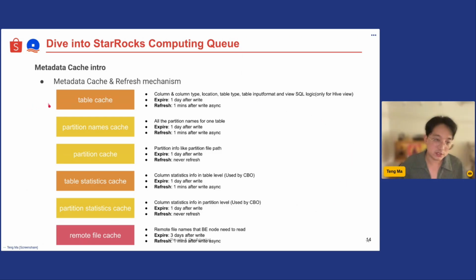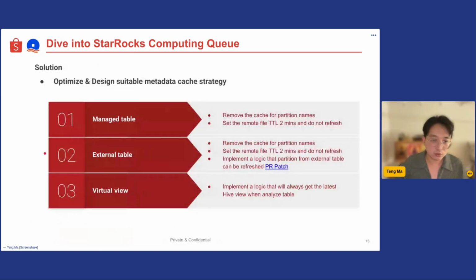So this is the StarRocks metadata cache introduction. We can see it has a lot of metadata caches, and generally it has three: table metadata cache, partition metadata cache, and remote file metadata cache. And we have our own strategy. A Hive table can be a managed table, an external table, or a virtual view. For the managed table, our strategy is to remove the cache for partition names. We set the remote file TTL to 2 minutes and do not refresh. So every 2 minutes, the cache will expire.